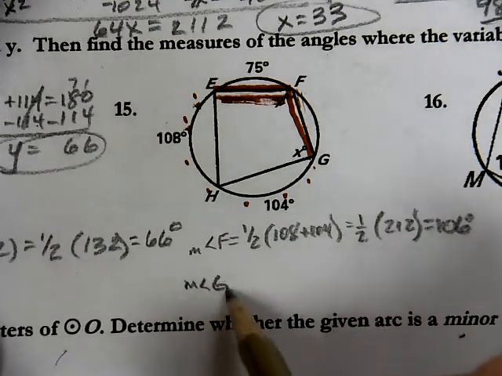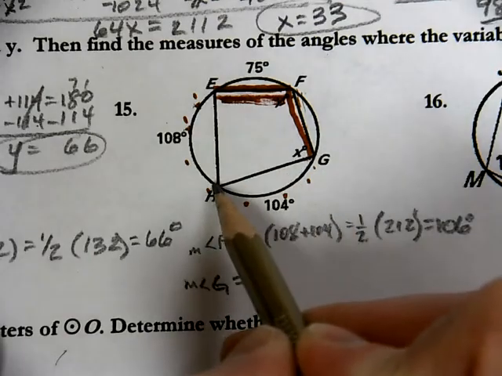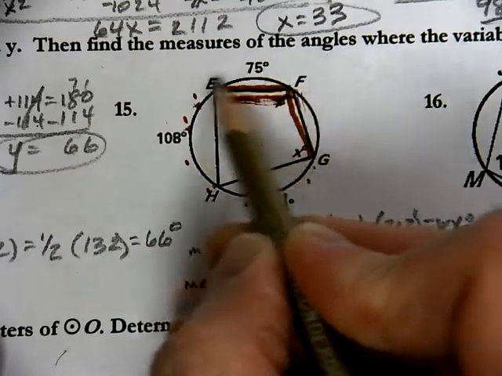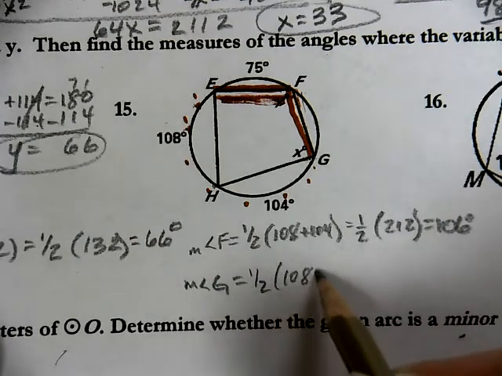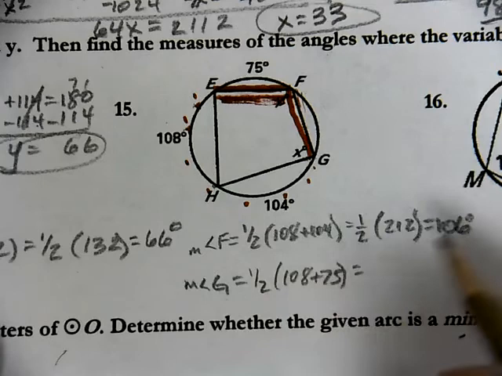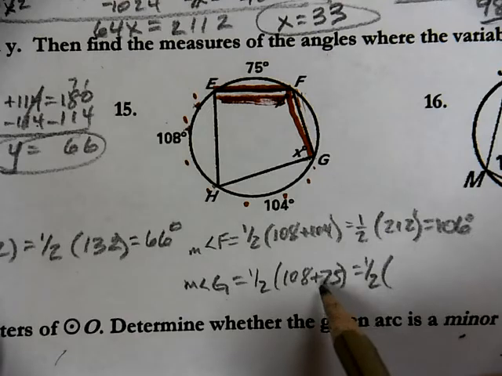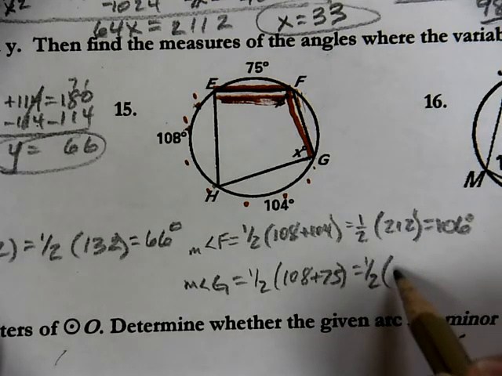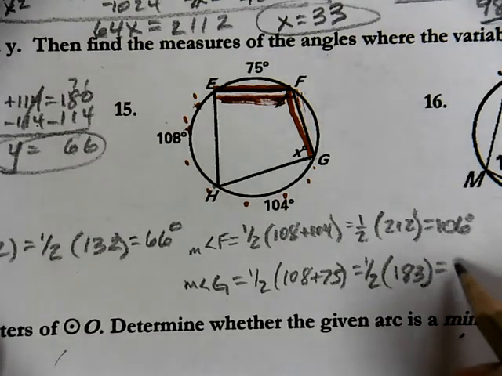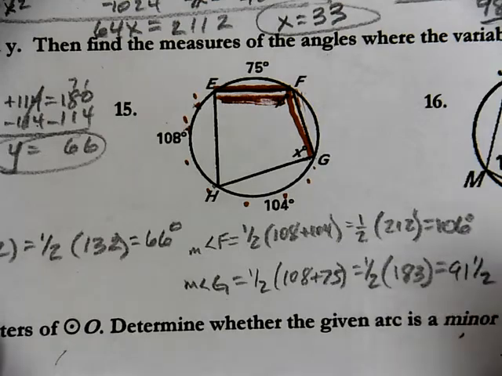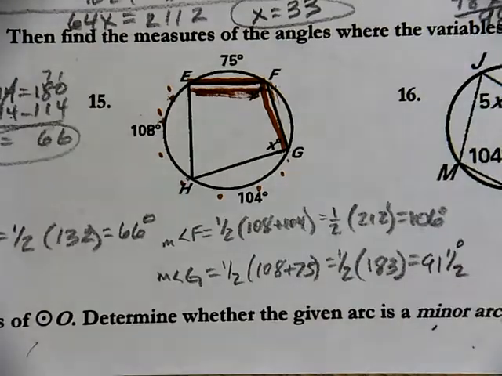The measure of angle G, or the x value, that opens up and touches here, opens up and touches F. So it's 108 plus 75. Half of 108 plus 75. So that's 183. So that's 91.5 degrees, 91.5.